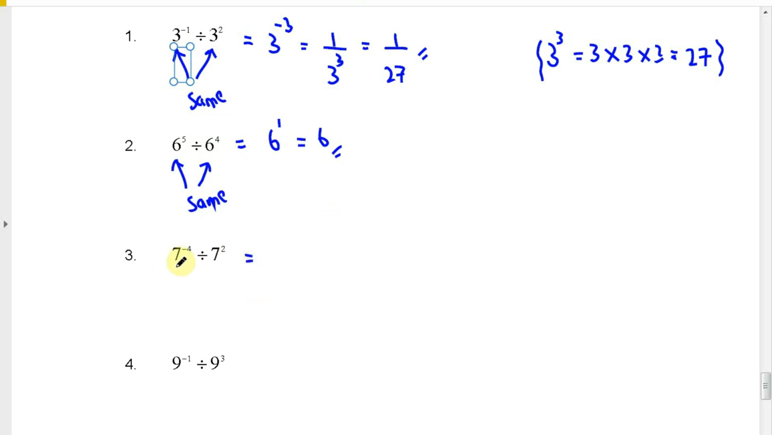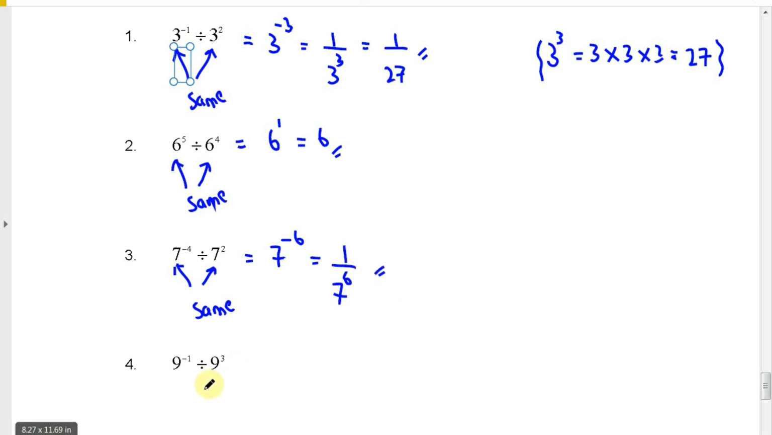Next one. Are the bases the same? Base 7 here, base 7 here. The bases are indeed the same. So it's 7. And we're dividing, let's subtract powers. Minus 4 minus 2 is minus 6. And negative power, we can make that positive. That's the same as 1 over 7 to the power minus 6 is a plus 6.